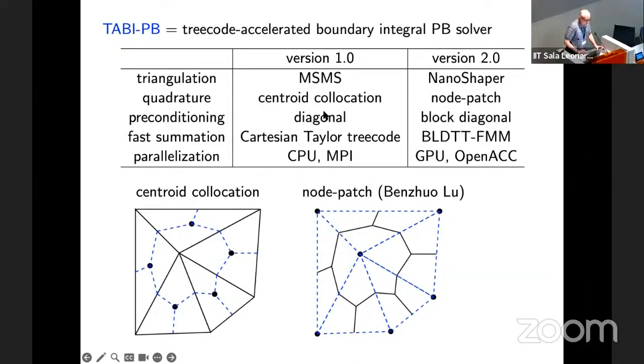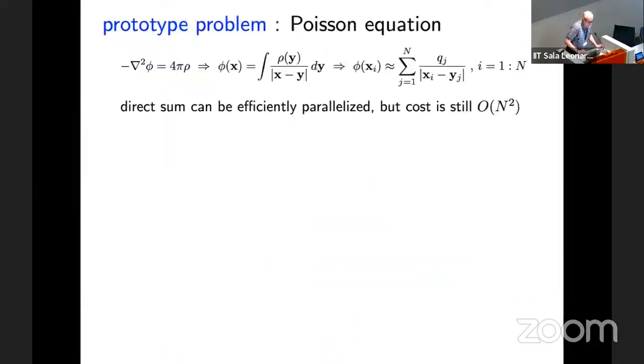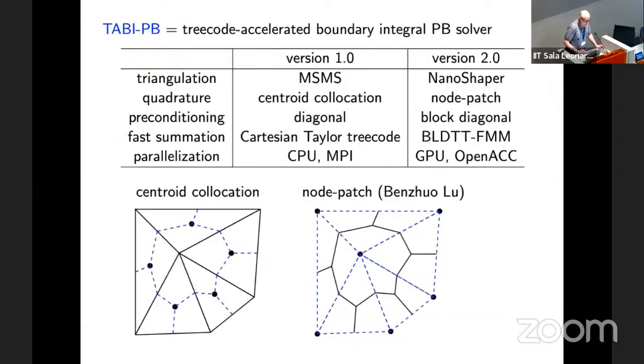Preconditioning, Weihua explained originally, we just did diagonal preconditioning. That takes care of the variation that you have, epsilon and 1 over epsilon, but even more efficient is the block diagonal that Weihua showed you. And back then, for fast summation of those sums, we used a Cartesian Taylor treecode, and I used this for many years until I learned something better. This is the BLTC. This stands for barycentric Lagrange dual tree traversal, and it's a fast multipole method. I'm going to tell you more detail about that.